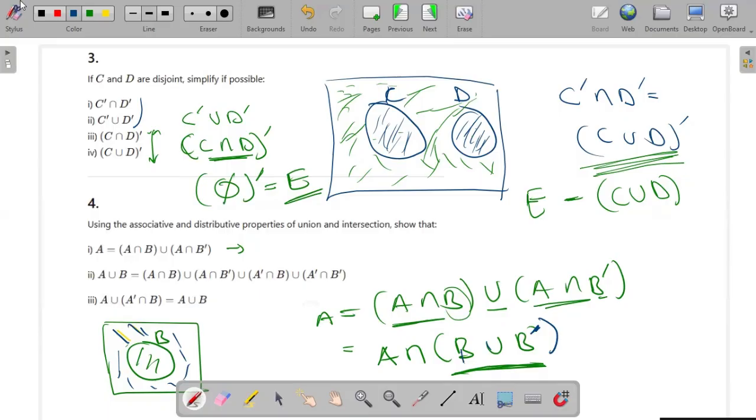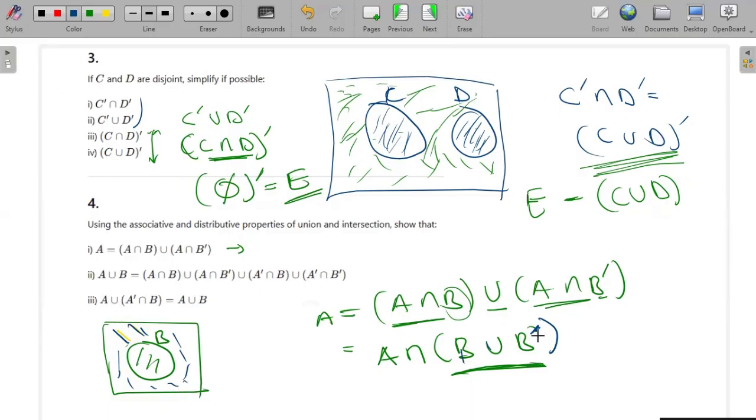Okay, so what does that mean for us? B union B complement just gives us the whole universal set, since we're bringing everything together. So I have A intersect the universal set, which is E or U. According to that property we learned earlier, A intersect the universal set is just going to be A. And that's how you get A there. I've shown that, so you will do the same for the next two.